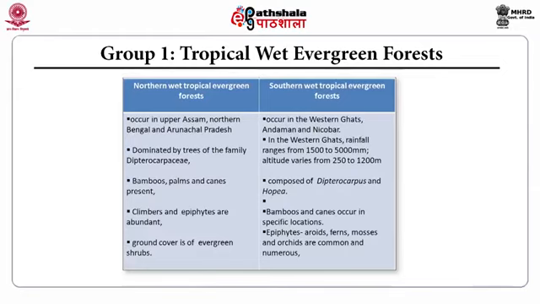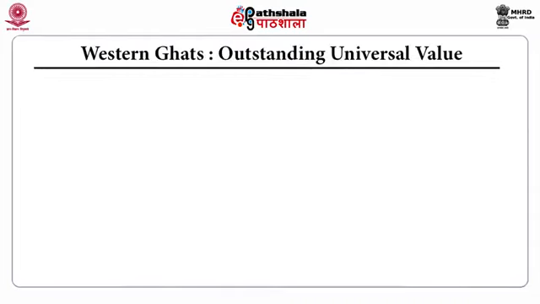The northern wet tropical evergreen forests are composed of trees of the family Dipterocarpaceae. There are bamboos, palms and canes. Climbers are present and ground cover is of evergreen shrubs. In southern wet evergreen tropical forest, they are found in the Western Ghats, Andaman and Nicobar, composed of Dipterocarpus and Hopea. Bamboos and canes, they occur in specific locations. Epiphytes are present. So, the Western Ghats is an outstanding universal value.